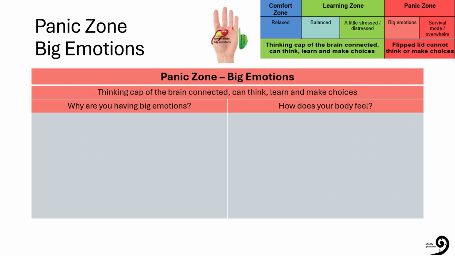The class or group can complete this table by thinking about when they have big emotions. It cannot be done when the students are experiencing big emotions. Ask the students why they get their big emotions and how their body feels then. They can draw or write or glue pictures into each of the two boxes.